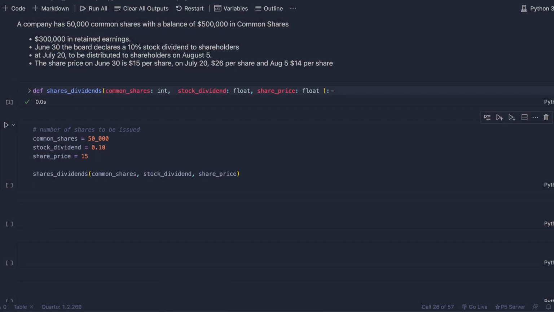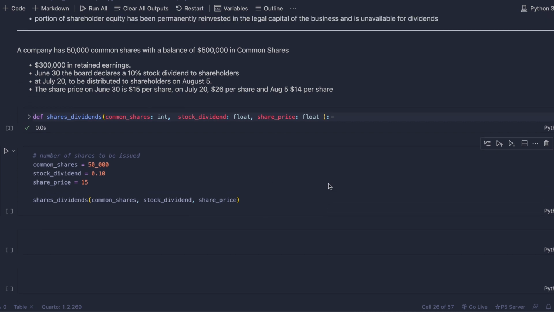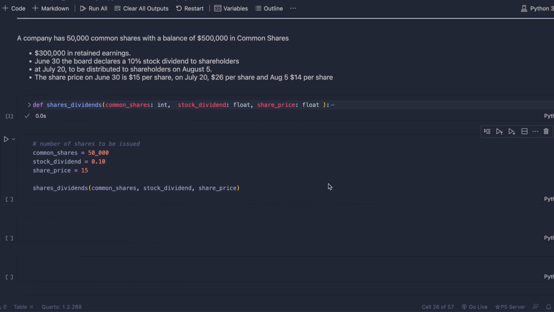This video will show how to calculate shareholders' dividends and the number of shares issued. In this example, we have 50,000 common shares. The stock dividend is 10%, and the share price is $15. Run the shares dividend function, and we get 5,000 for number of shares to be issued.